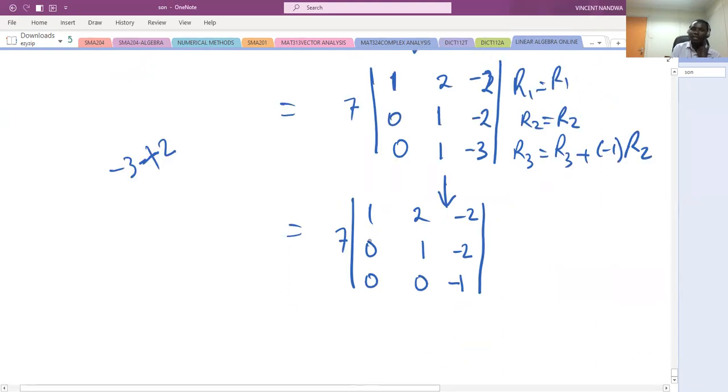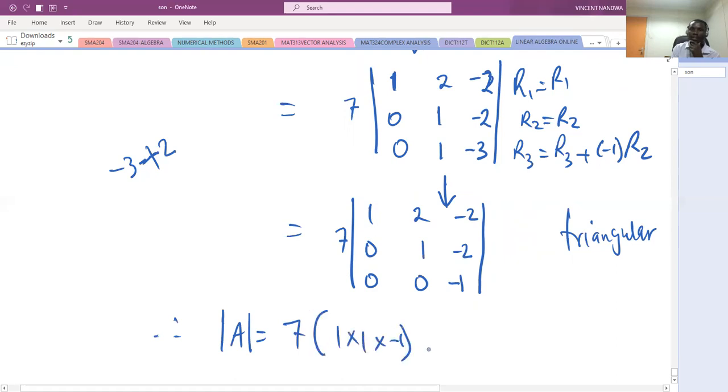Now this is in triangular form. So when it's in triangular form, it's very easy to just get the product of elements along the main diagonal. Therefore, the determinant of the original matrix A is 7 times 1 times 1 times negative 1, and the answer is minus 7. So that's what we have.